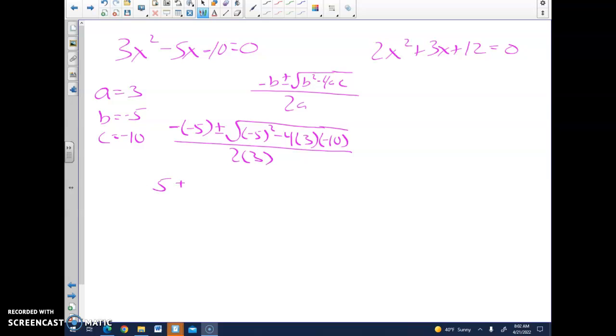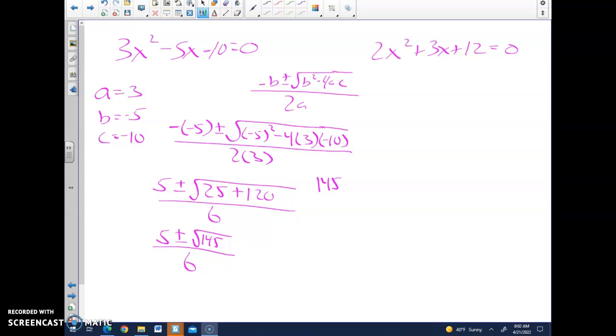Negative 5 is a positive 5. Negative 5 squared is 25. Negative 4 times 3 is negative 12 times negative 10 becomes a positive 120 over 6. So the answer is 5 plus or minus root 145 over 6. Now, I do have to check, does the 145 simplify? Well, 2 obviously doesn't go into it. 3 doesn't go into it.